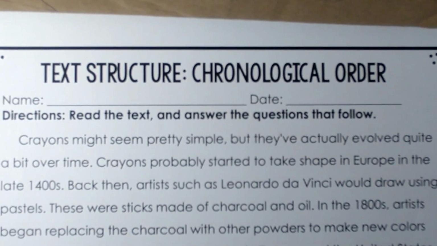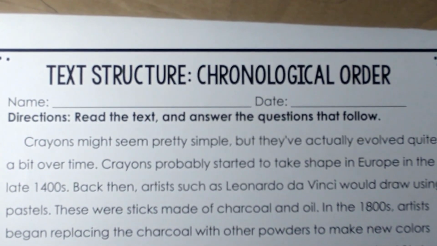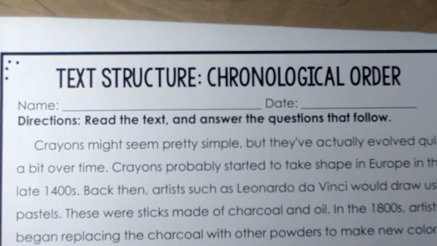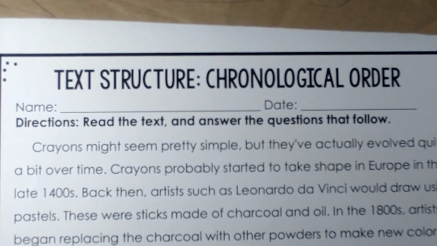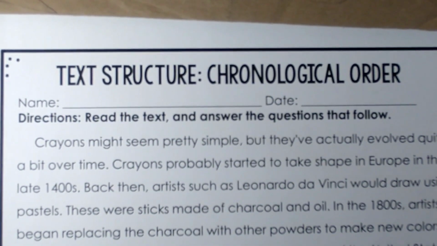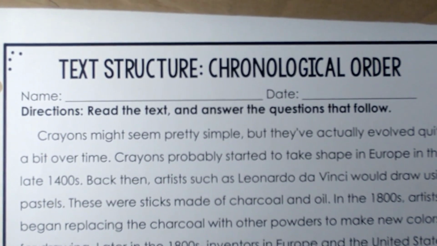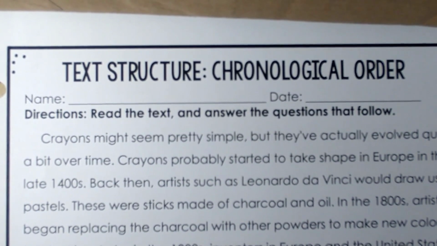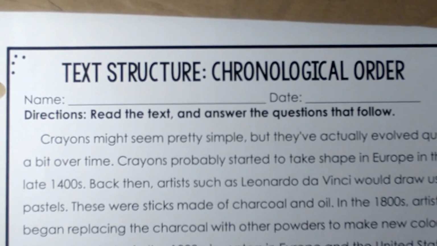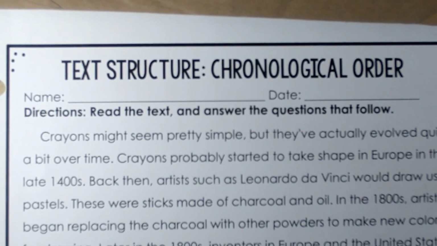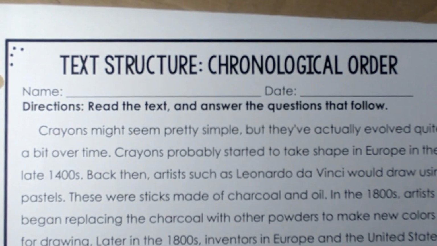Crayons might seem pretty simple, but they've actually evolved quite a bit over time. Crayons probably started to take shape in Europe in the late 1400s. Back then, artists such as Leonardo da Vinci would draw using pastels. There were sticks made of charcoal and oil. In the 1800s, artists began replacing the charcoal with the other powders to make new colors for drawing.